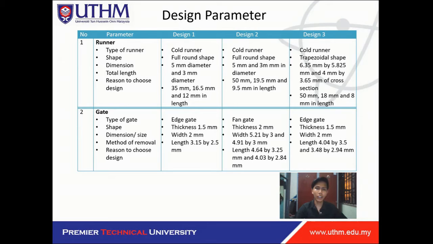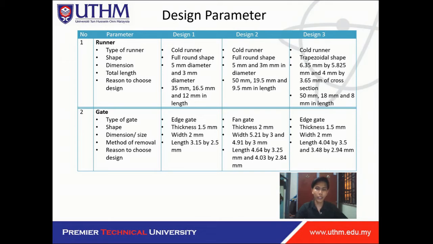And for design 3, we are using cold runner with trapezoidal shape, 6.35 mm by 5.825 mm and 4 mm by 3.65 mm of cross-section, 50 mm, 18 mm and 5 mm in length.